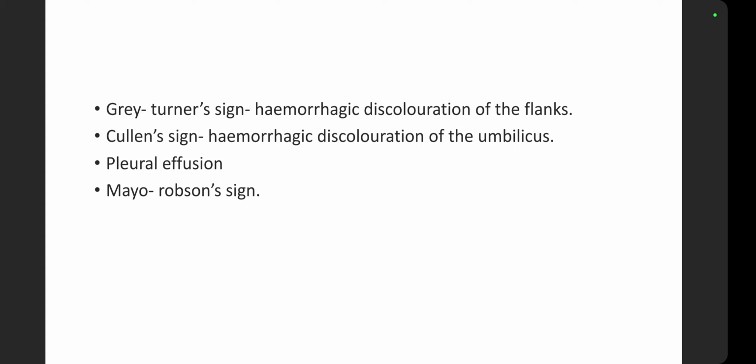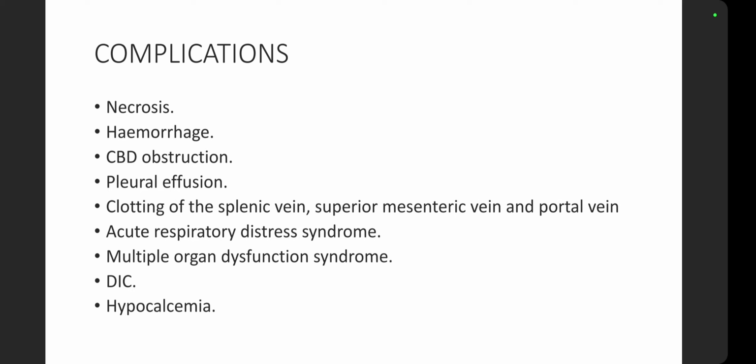These people may have Grey Turner's sign, where there is hemorrhagic discoloration of the flanks. There is Cullen's sign, where there is hemorrhagic discoloration of the umbilicus. These people are going to have pleural effusion, Mayo Robson's sign. And then the complications now.